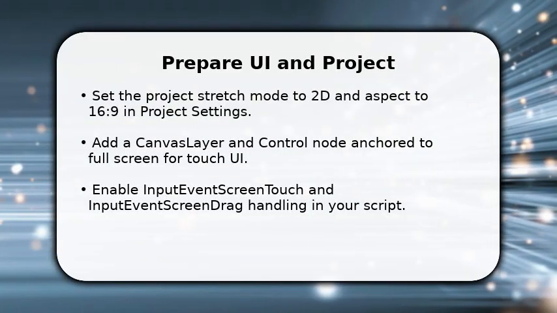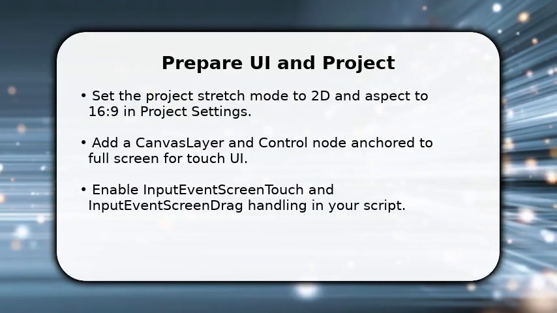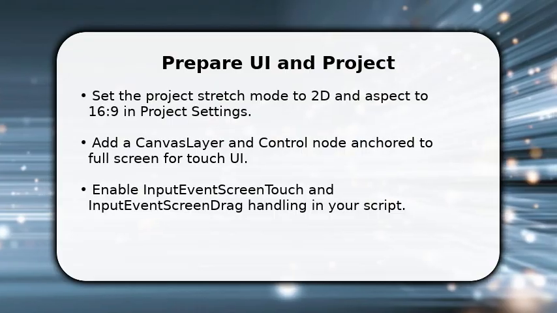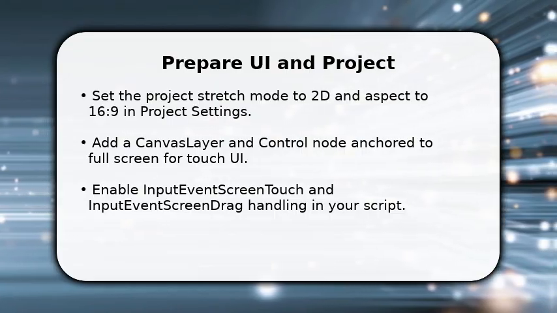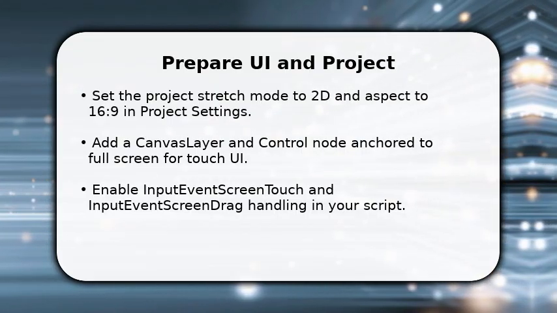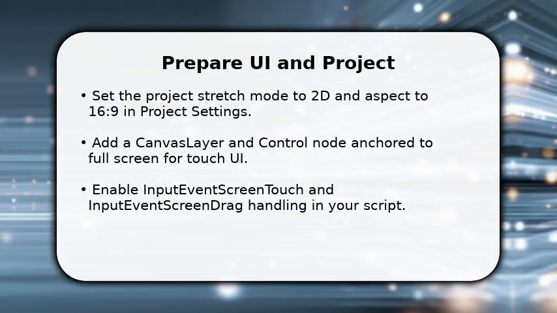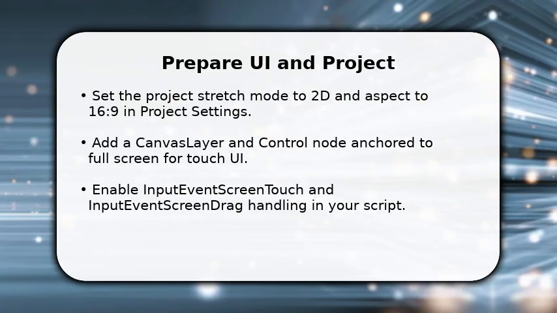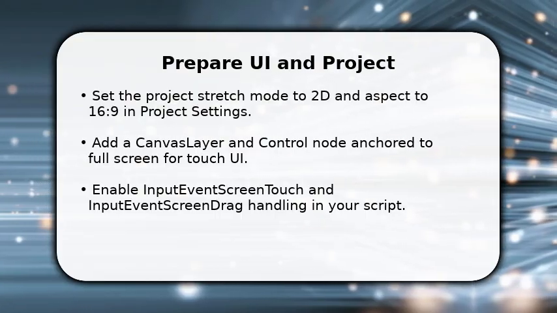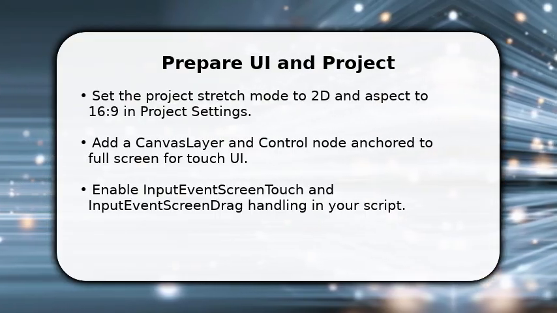Start by preparing your Godot project for touch input. Open project settings, set stretch mode to 2D and aspect to 16:9 so UI scales predictably across screens. Add a canvas layer and a top-level control node anchored full screen. Use child control containers to hold buttons and joystick.